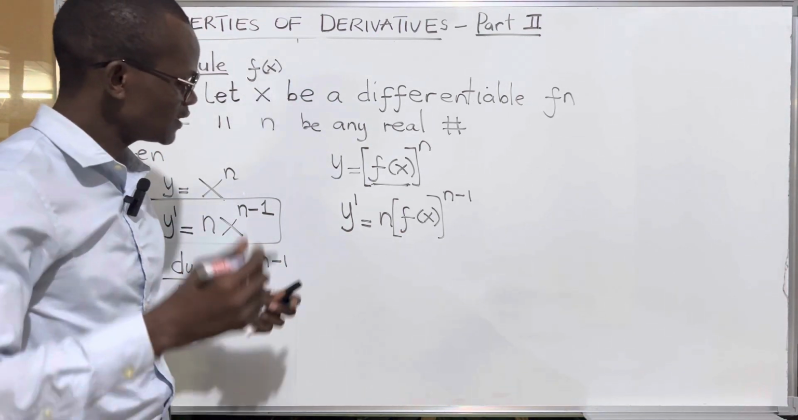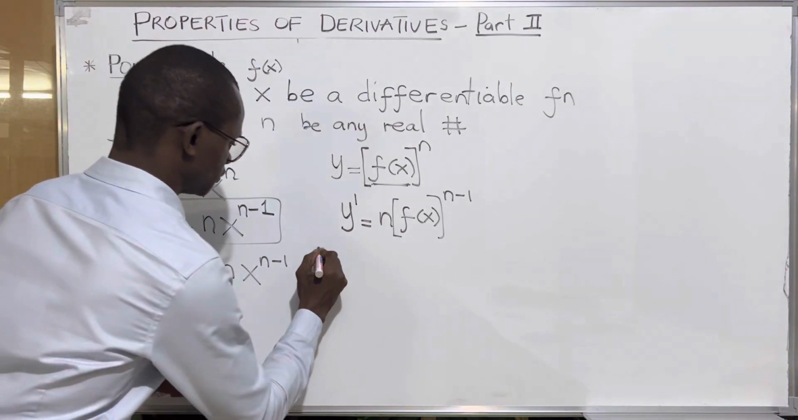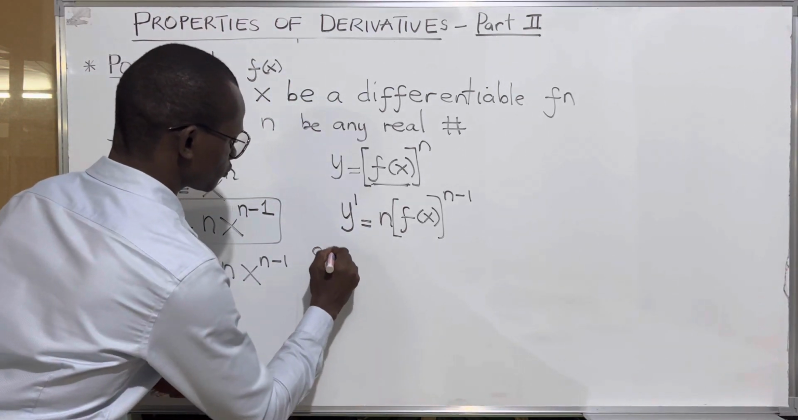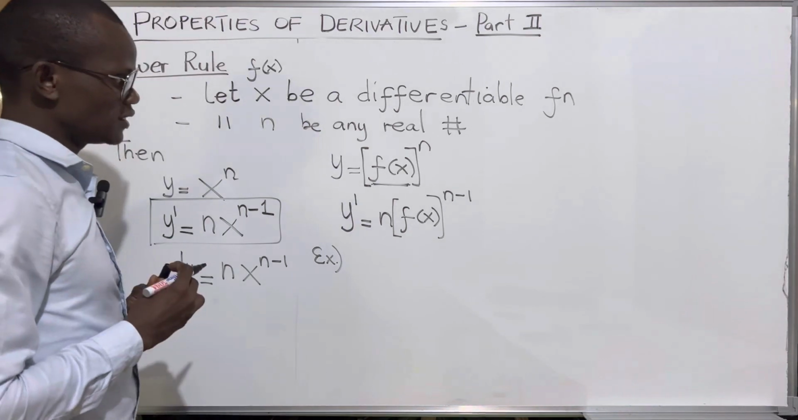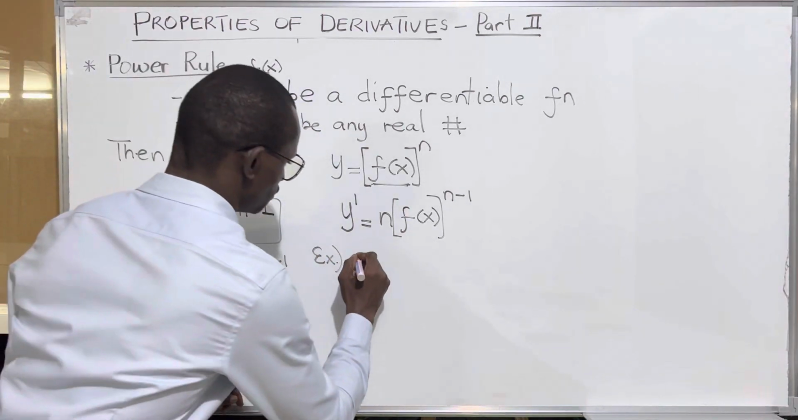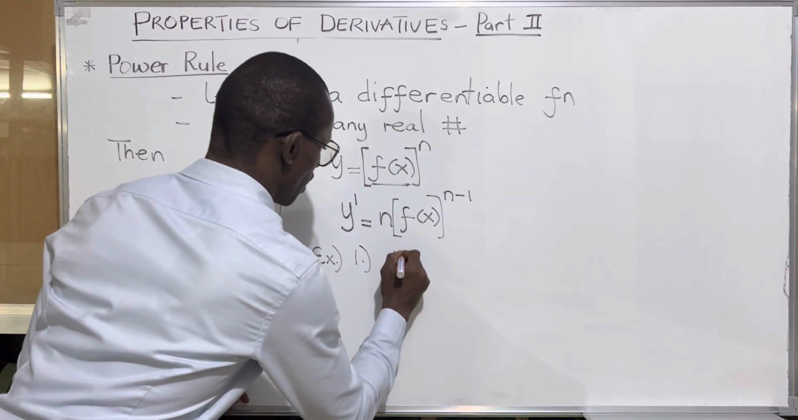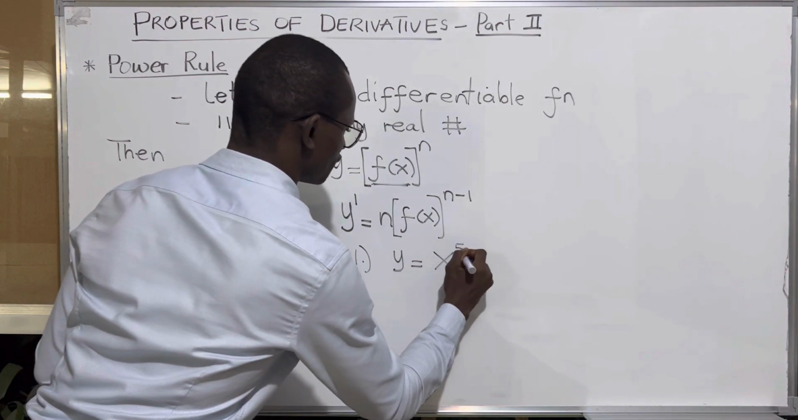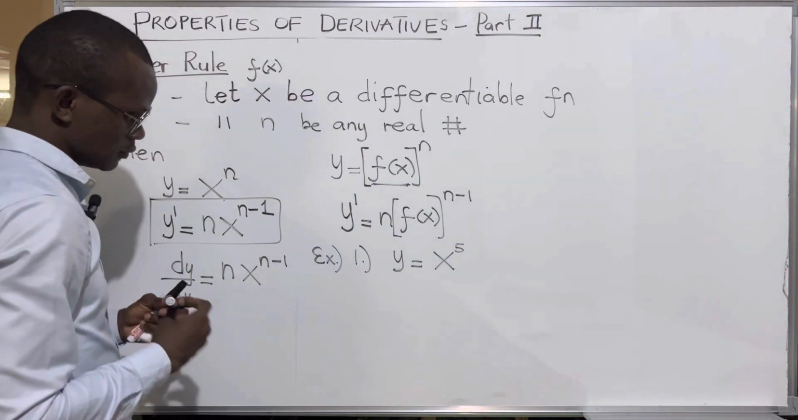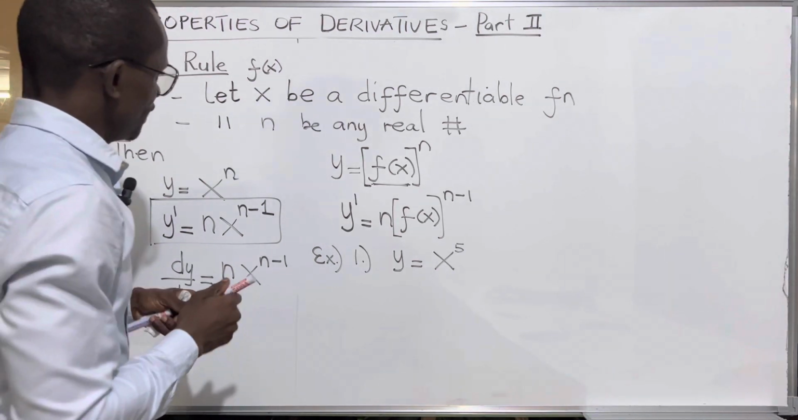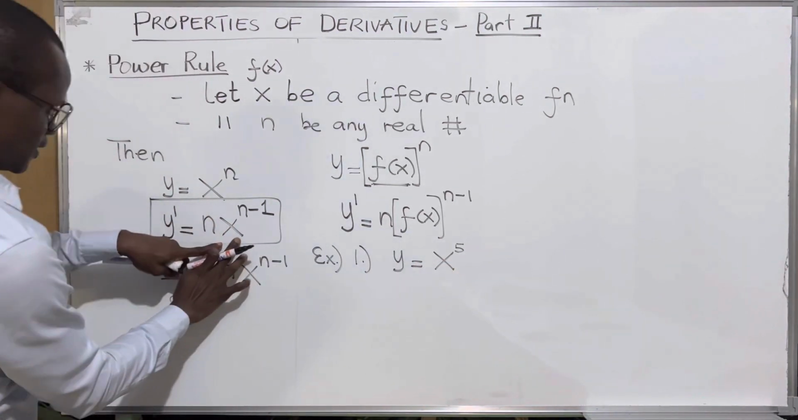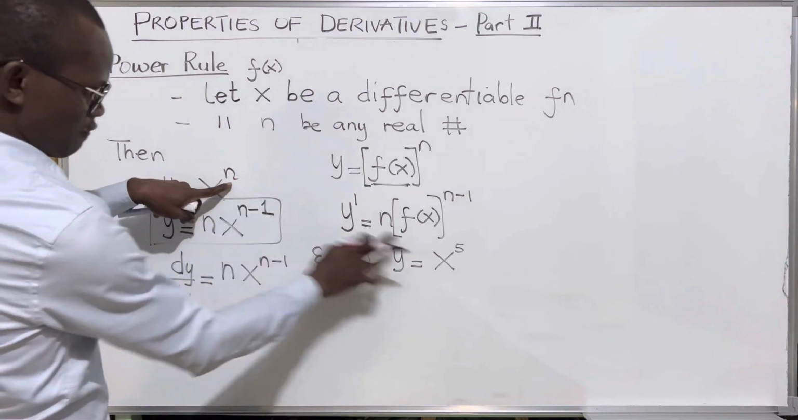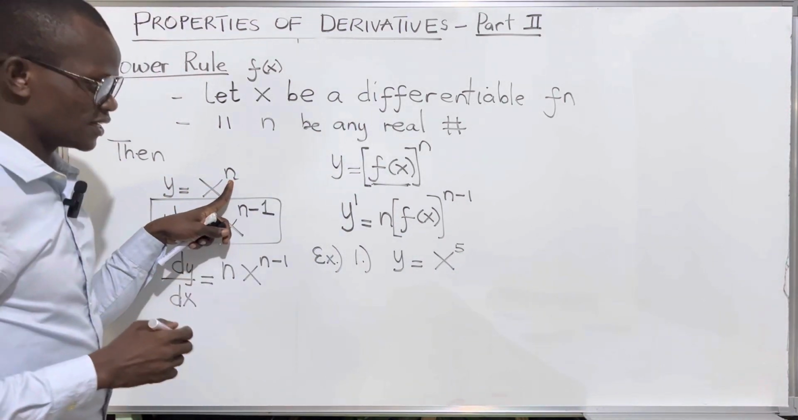So the next thing we need to do is to find some example problems that we can solve. Find the derivative of the following problems. Question number 1. y equals x raised to the power 5. So x represents this x and 5 represents n.